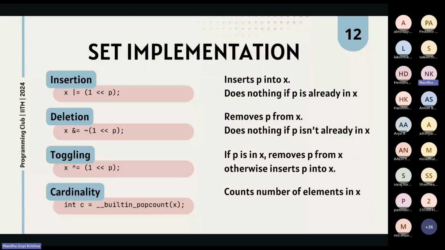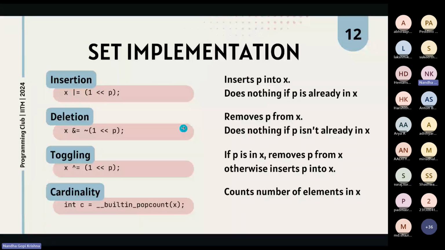So what does the OR operation do? If initially it was not set, now it becomes set. If it initially was set, then there's no change, which is exactly what we want. It sets the pth bit to 1 and does nothing if the pth bit was already 1.